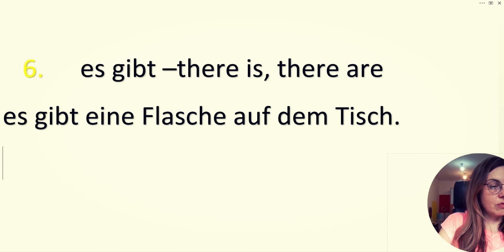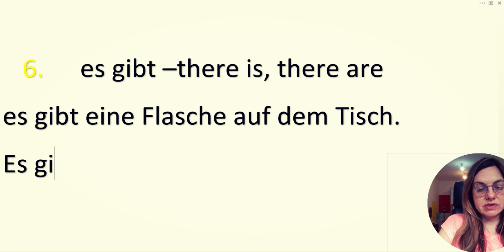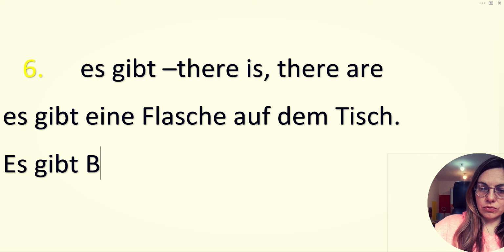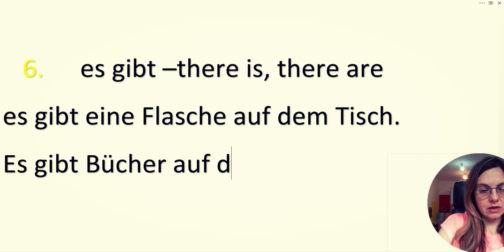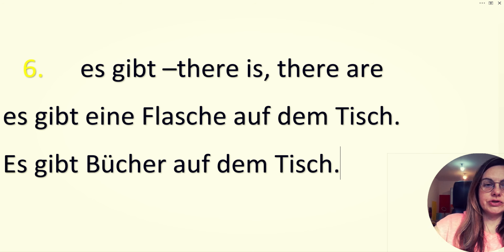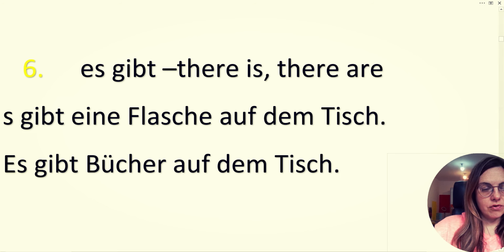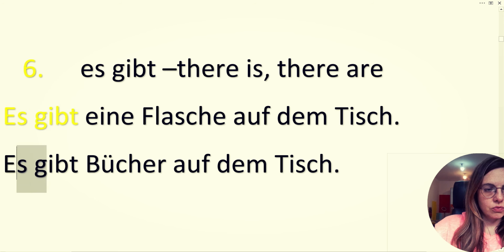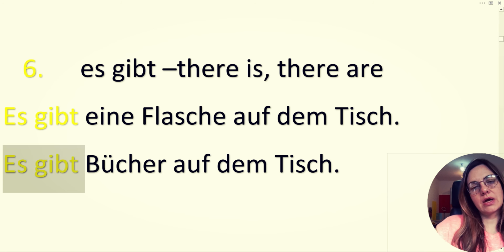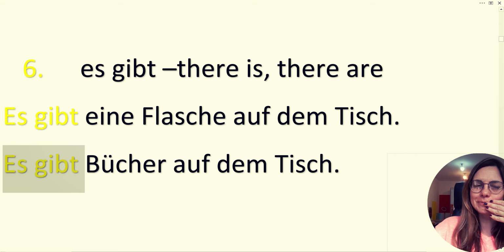But if I want to say that there are books on the table, I will use the same gibt. Es gibt Bücher, plural of das Buch, auf dem Tisch. So we only have one form of this phrase, and that's es gibt. Es gibt eine Flasche und es gibt Bücher auch auf dem Tisch, on the table.